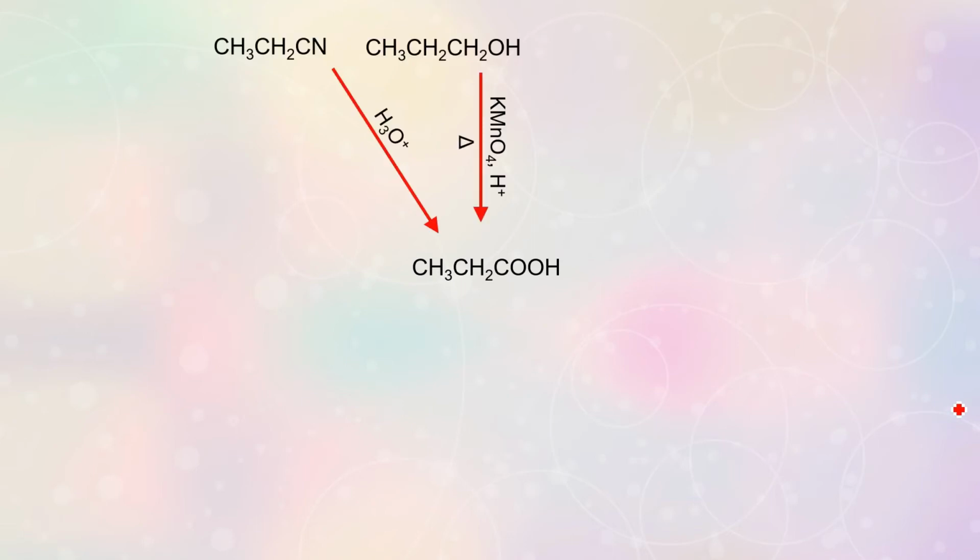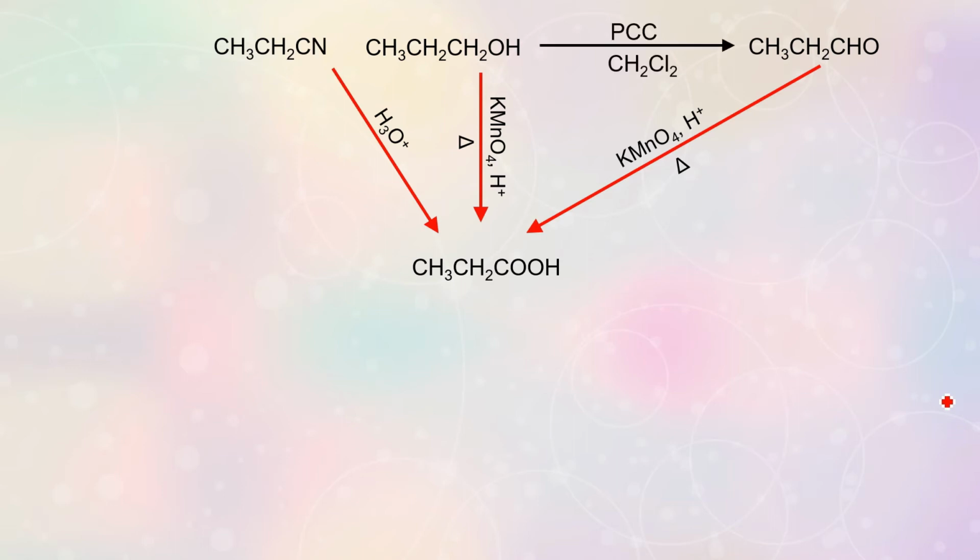Now we are going to revise the preparation and chemical properties of carboxylic acid. There are 3 methods to prepare aliphatic carboxylic acid. First is hydrolysis of nitrile compound. Second is oxidation of primary alcohol by using a strong oxidizing agent. And the last is oxidation of aldehyde. Primary alcohol can also be oxidized to aldehyde by using weak oxidizing agents such as PCC in CH2Cl2.